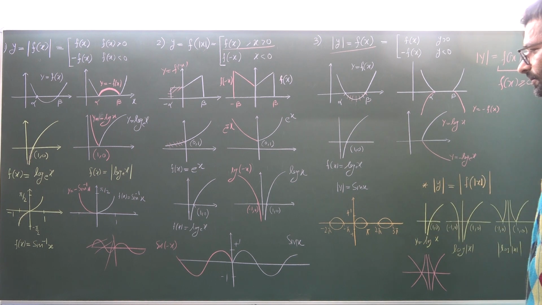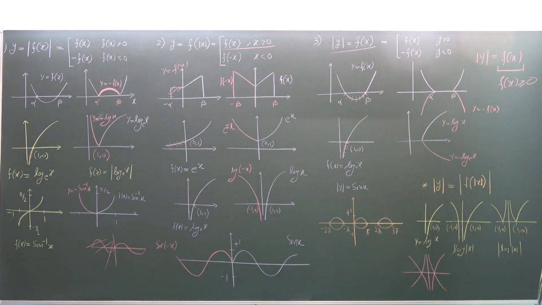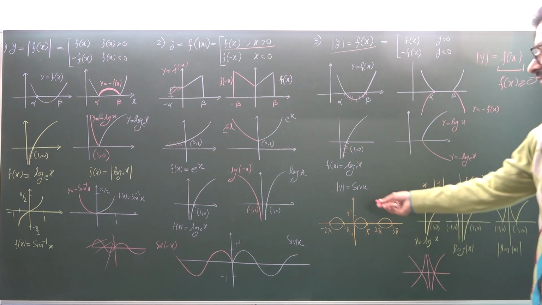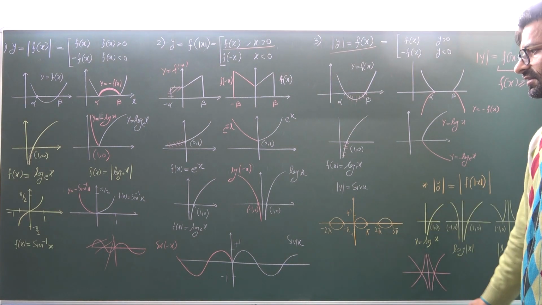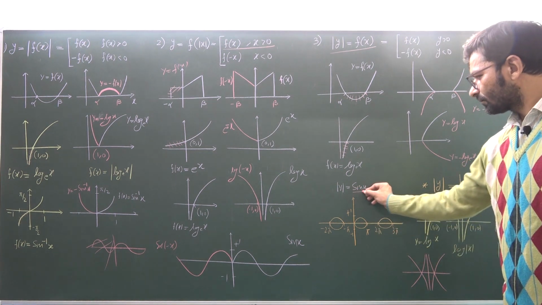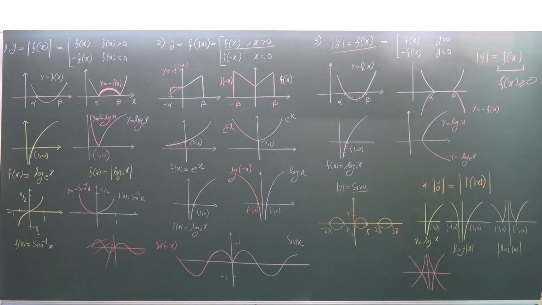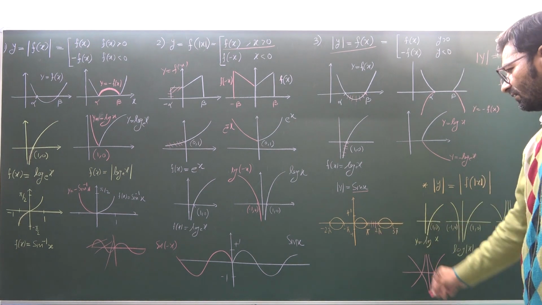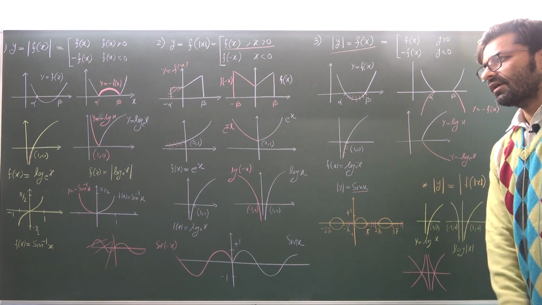Suppose this is my log x. We erase this particular part and then make the remaining graph symmetrical about x-axis. This part is log x and this particular part is minus of log x. Mod y equals sin x. This was my sin x. Erase the graph below x-axis and make the remaining graph symmetrical about x-axis. So whenever sin x is positive, make it symmetrical about x-axis. This side doesn't have any graph, it doesn't have any value.